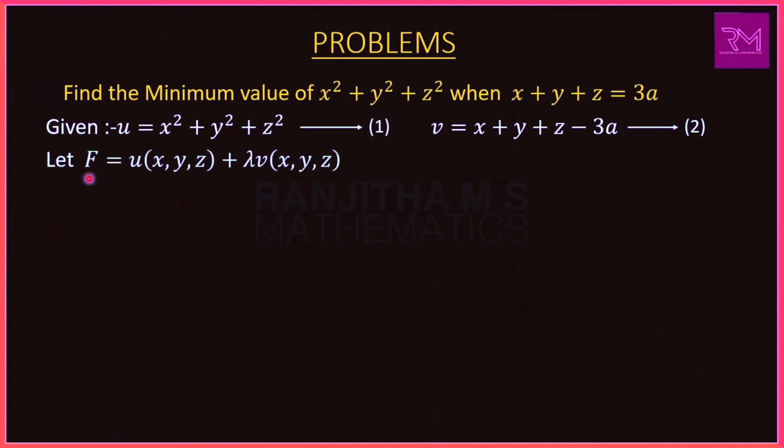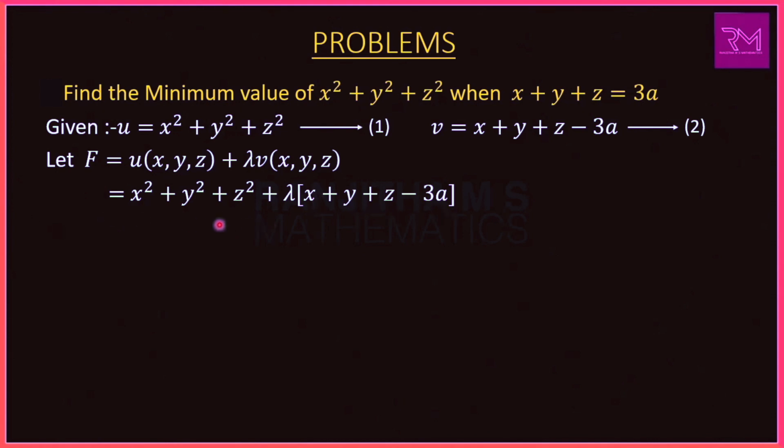What's the auxiliary equation? F is equal to u of x comma y comma z plus lambda into v of x comma y comma z. We have to substitute u and v values for the auxiliary function. That is F is equal to u, which is x square plus y square plus z square, plus lambda into v, which is x plus y plus z minus 3a.